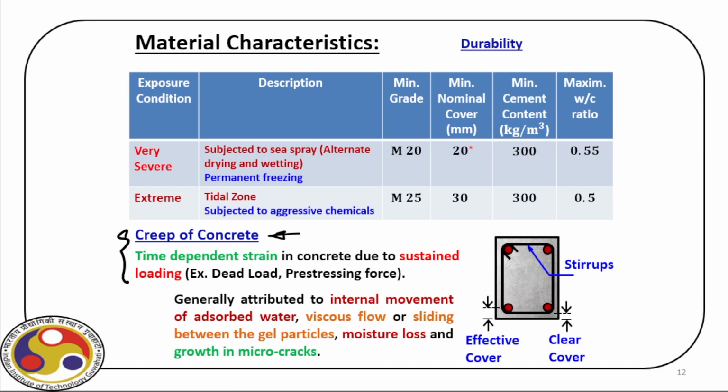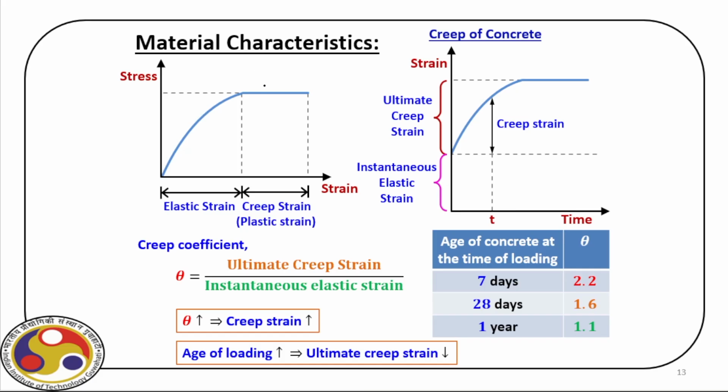But before that, if we go through the stress strain behavior, as you can see here, stress versus strain. In the initial part, we have the elastic strain, and beyond that, we have this creep strain region. Now again, this is the idealized stress strain curve. In reality, it goes to the peak and then it goes down, right? But we have this idealized curve where the initial part is the elastic strain, and beyond that, we have this plastic strain due to this creep effect. Now, creep coefficient is ultimate creep strain divided by the instantaneous elastic strain.